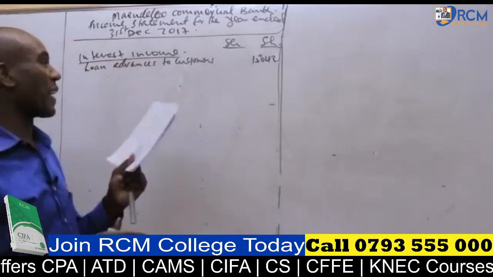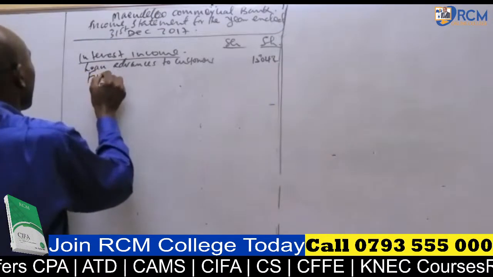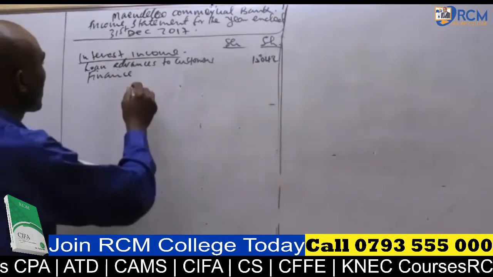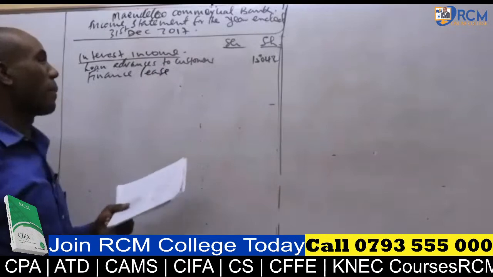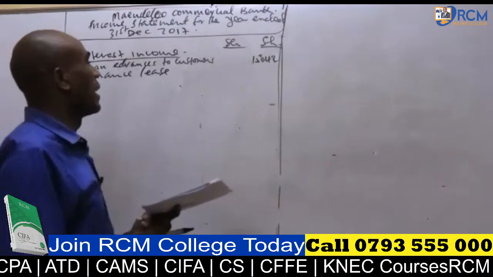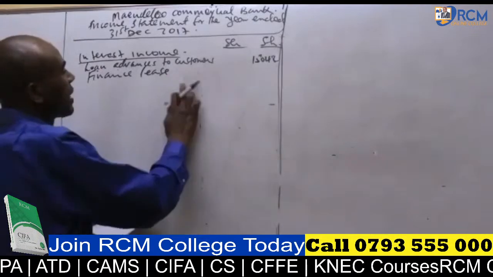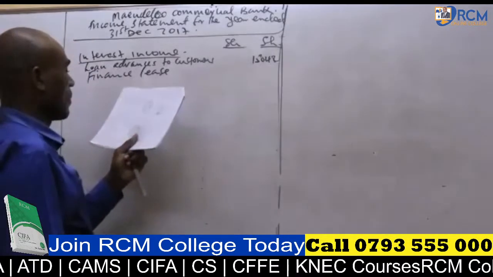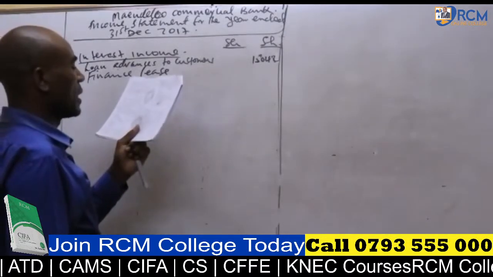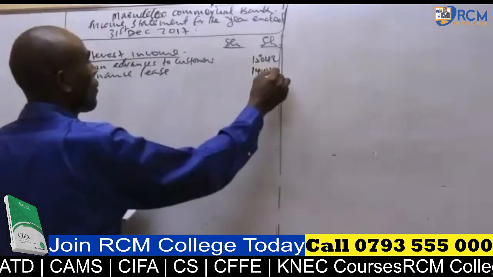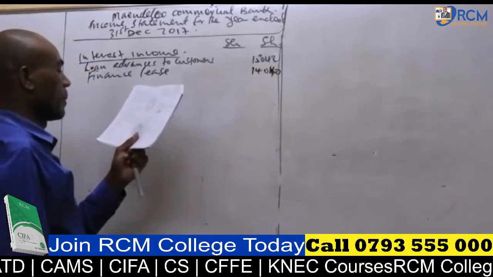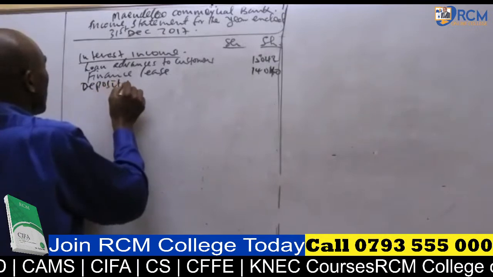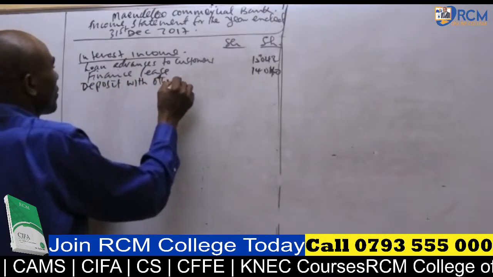Then we also have finance lease. Although according to the changes in the standard, now we don't say finance lease. Remember, for the lessor it's a finance lease, but for the lessee it's the right of use asset and the lease liability. Therefore, we have 14,040 there.